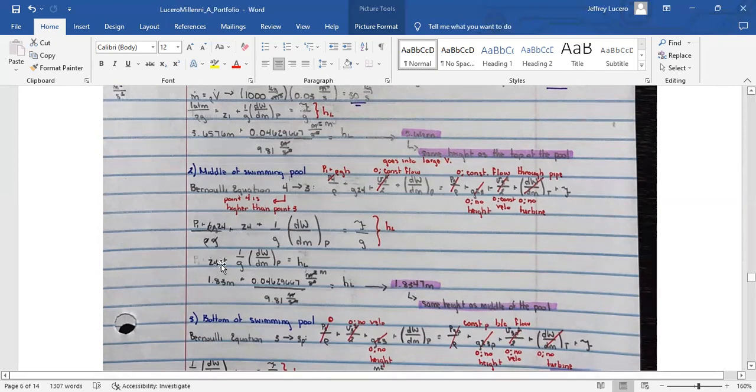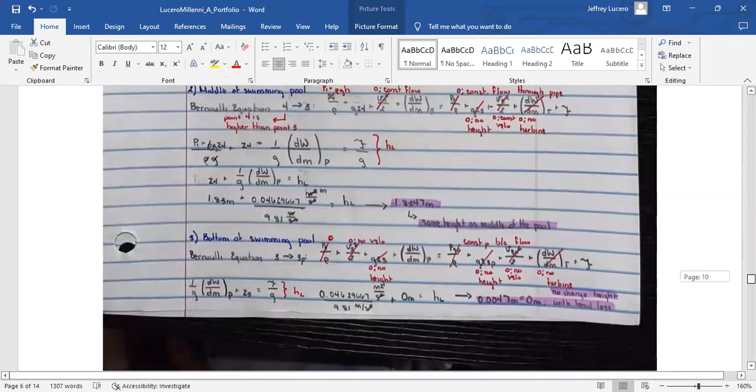So Z4 plus 1 over G times the work equals the head loss. So we have 1.83 meters for Z4 plus the same thing that we calculated in part 1 for the head loss to equal 1.8347 meters, which is the same height as the middle of the pool.